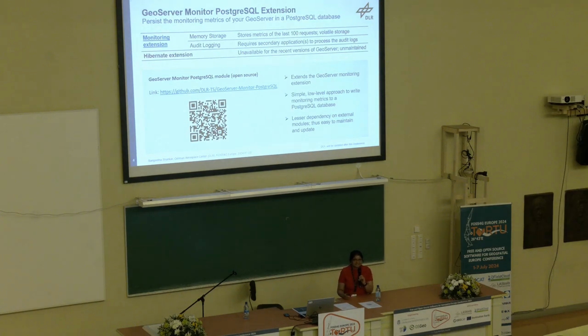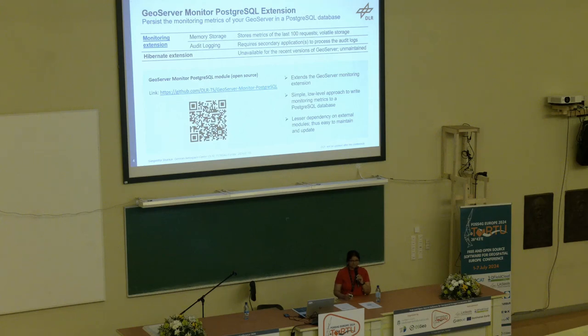So to fix this, we developed a simple, straightforward plugin, a GeoServer PostgreSQL monitoring module. It takes all the metrics from the monitoring extension of GeoServer and dumps them directly into a PostgreSQL database. So it's a simple extension to the GeoServer monitoring module. It has a very simple low-level approach to write the metrics to the database, and it doesn't have much dependency on external libraries, so it's easy to maintain and update for a longer time.